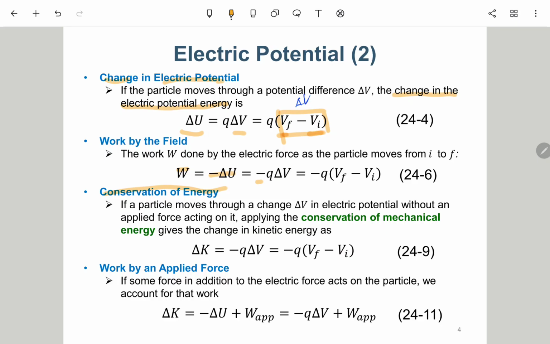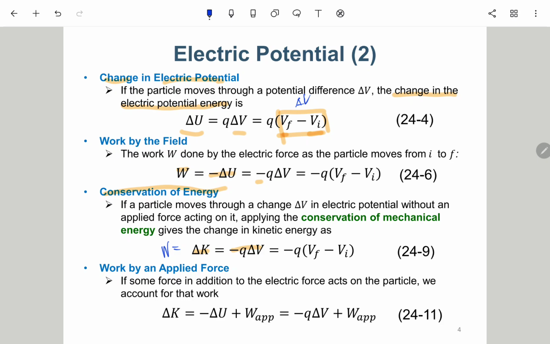But anyway, for this kind of charge system, we can easily assume that there is no energy loss in between. So we will have conservation of mechanical energy, which is delta K. Delta K is actually W, which is negative Q delta V. So if you have some work W on it, you can change the delta K.